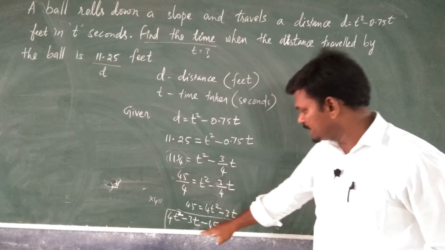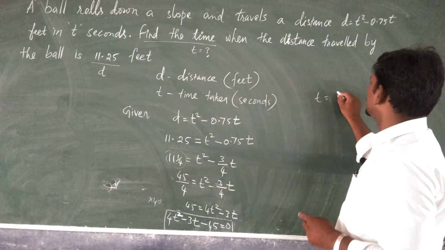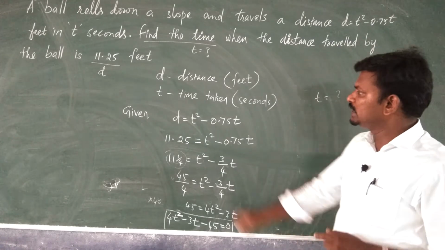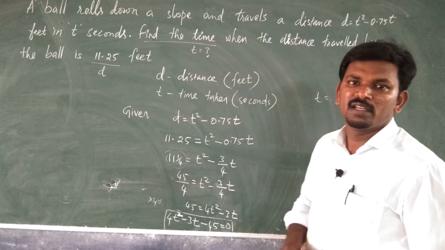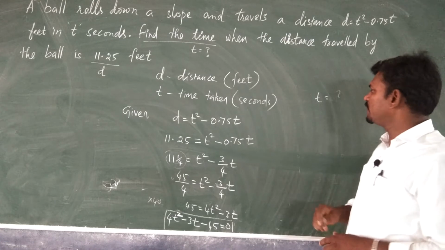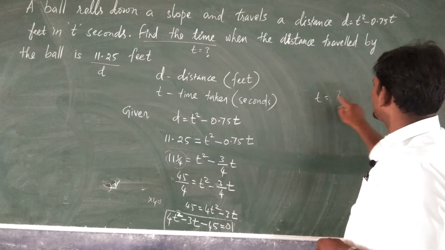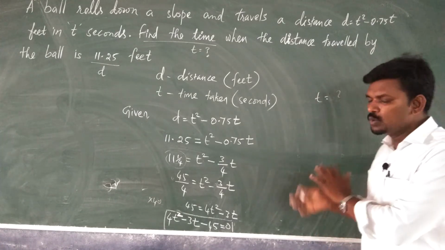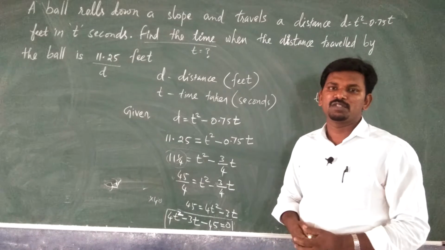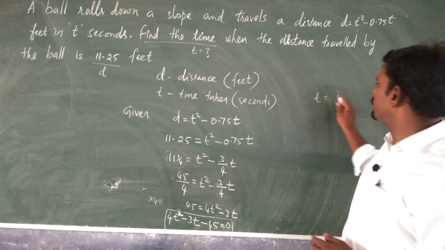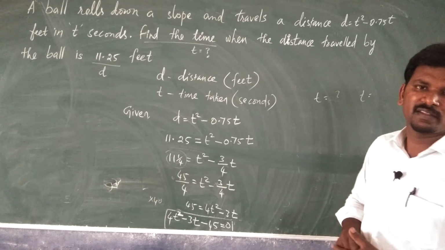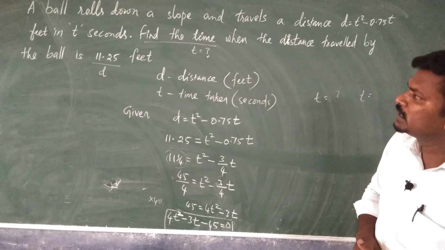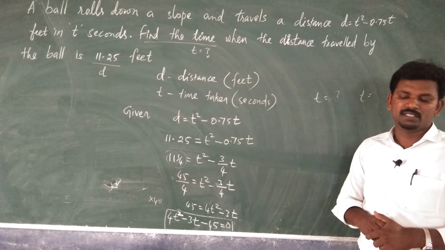When you solve this equation you will get two values for t, but here t represents time. Time will not be negative, time will be positive. So if one of the two is negative, negative is not possible, so we have to write the positive value. This is the clue and key idea for you to solve the question. You can continue this and find the value of t, that is the time taken by the ball to travel 11.25 feet. Okay, thank you.